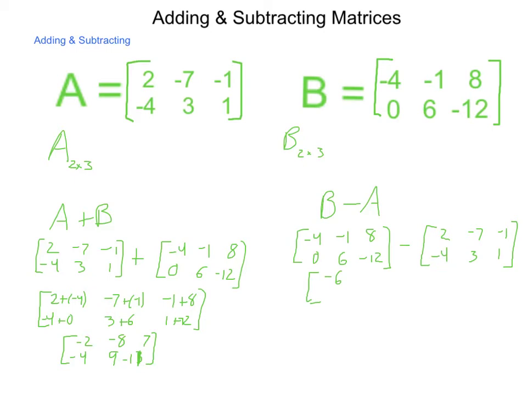Sorry, let me go through and show where I got that from. Negative 4 minus 2 is a negative. Then we have negative 1 minus a negative 7. We have 8 minus a negative 1. Next row we'll have 0 minus a negative 4. We'll have 6 minus 3. We'll have negative 12 minus 1.